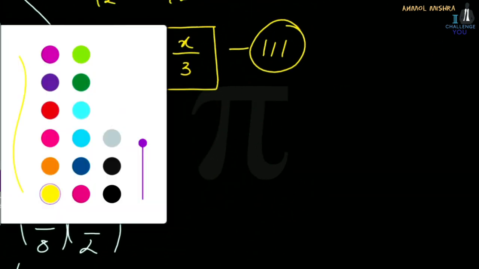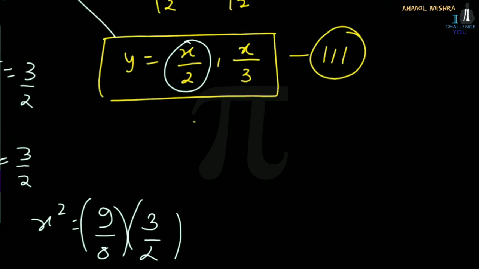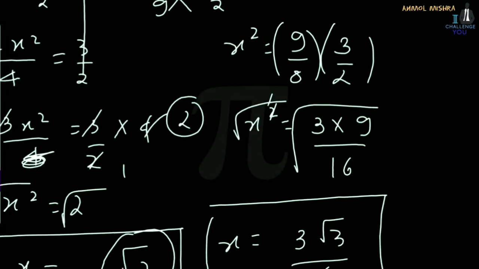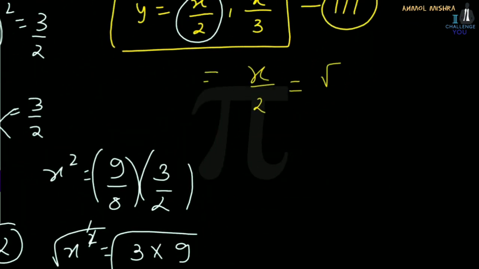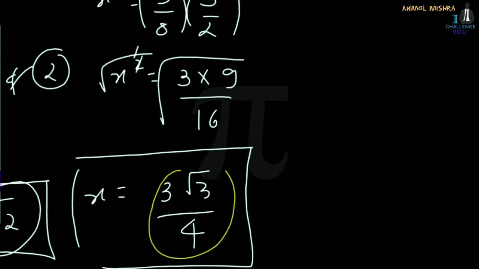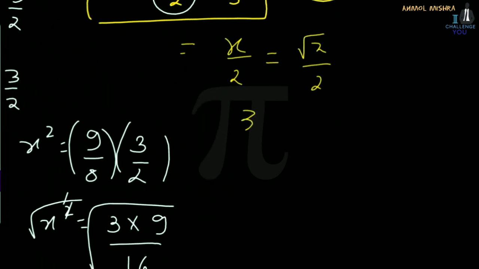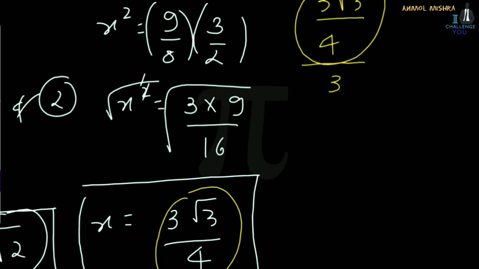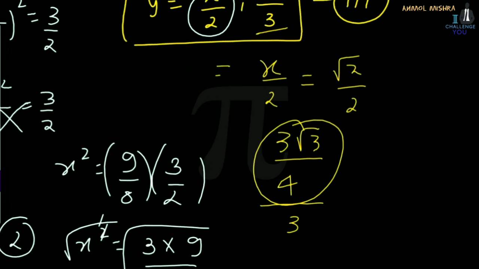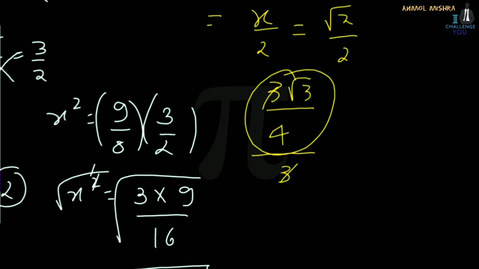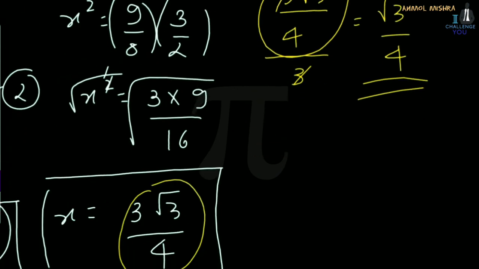First, as we have obtained the value from case 1, we will put in case 1. So x by 2 is for case 1. The x we have obtained is root 2, so it would become root 2 by 2. And from case 2 it's x by 3, and for case 2 the value of x is 3 root 3 upon 4. So 3 root 3 upon 4 upon 3, where 3 and 3 cancel, so what remains is under root 3 by 4. So values of y and x have been obtained.